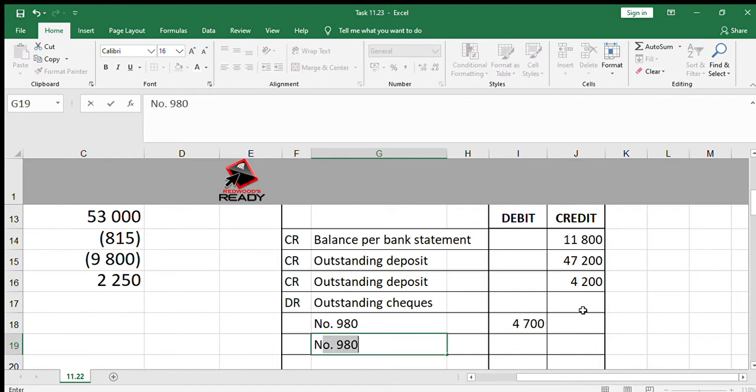Then check number 991 dated 25th October, not reflected on the bank statement. Now, even though this check is post-dated for October, we still record it as an outstanding check until the date comes, so 14,250.